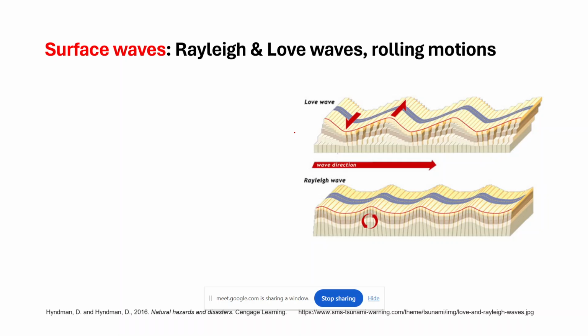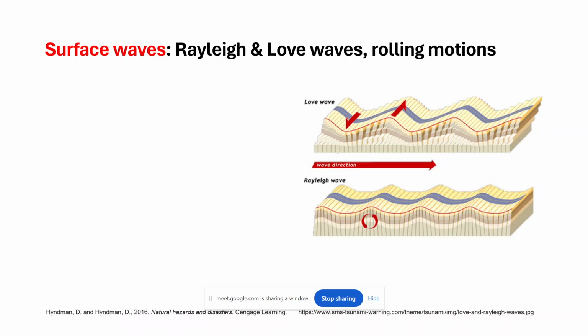Then comes the surface waves. Surface waves are of two types, like how body waves are of two types, P wave and S wave. We have the Rayleigh waves and the Love waves. Both of them mostly have a kind of rolling motion. In case of Rayleigh wave, we call it elliptical retrograde motion. I don't think you require the terminology, but you have to understand it.